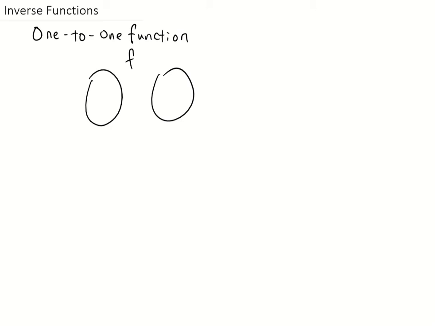Say we have a function f, and this is the domain, and this is the range. Say the domain has 1, 2, 3, and the range is A, B, C. If 1 is mapped to A, 2 is mapped to B, and 3 is mapped to C, this function f has, for each input, exactly one output, and for each output, exactly one input. And this function f is a one-to-one function.